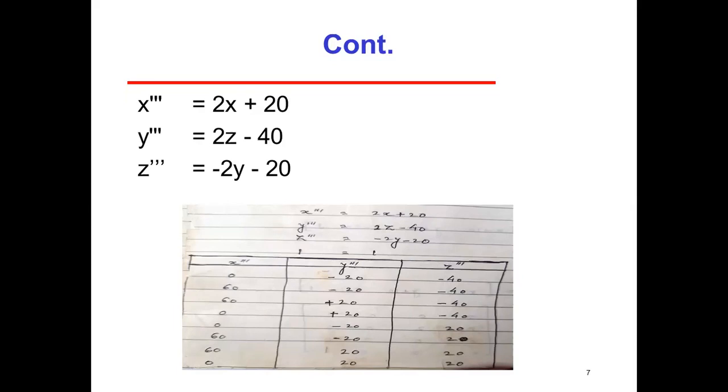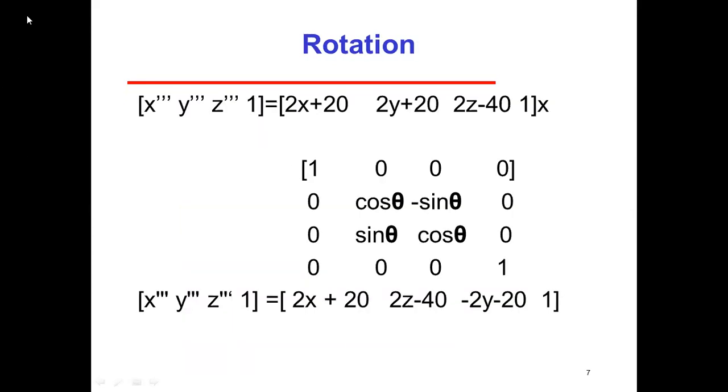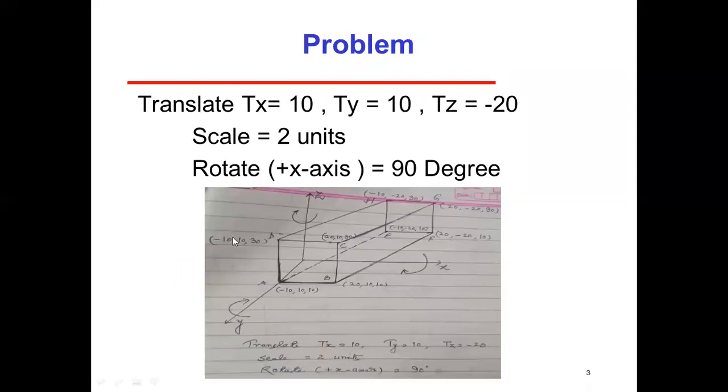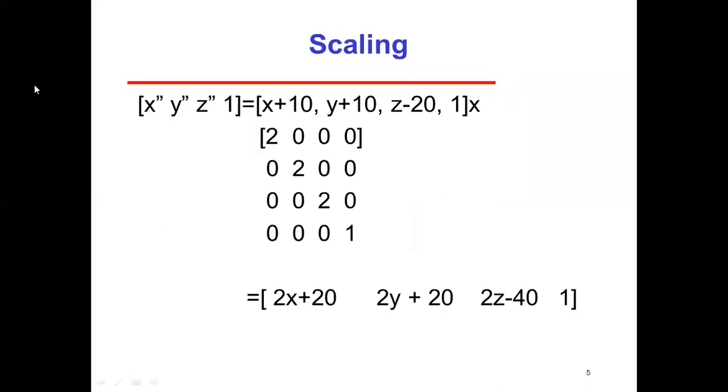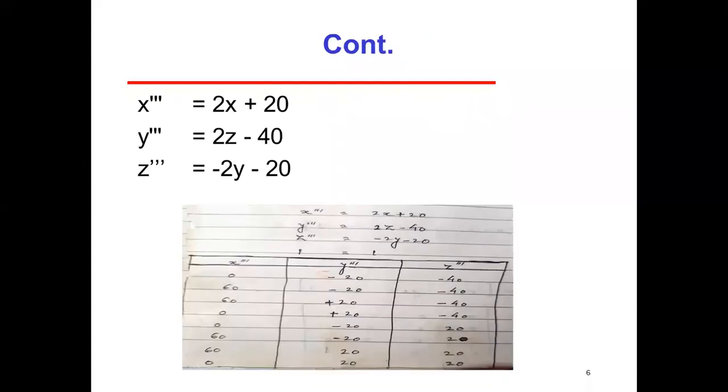Okay, for vertex A, we will put the values as mentioned in the diagram. Here the initial coordinates for vertex A are minus 10, 10, 10. So the value of x is minus 10, the value of y is 10, the value of z is 10. Then we will put this value here, so we can calculate easily. We will put the value of x here and calculate. So x is equal to minus 10, so it will come 0.